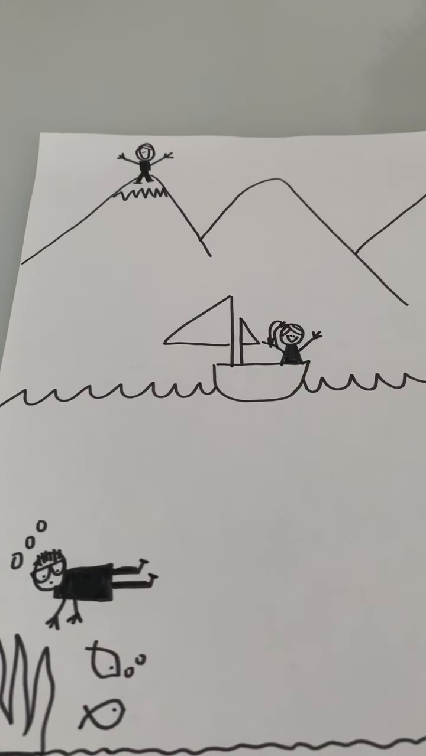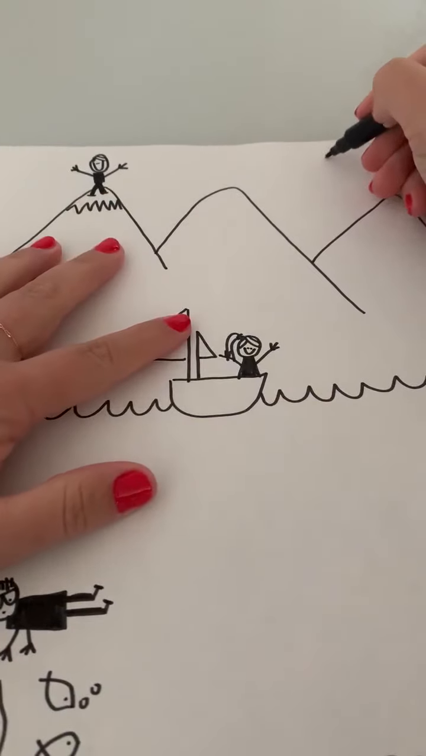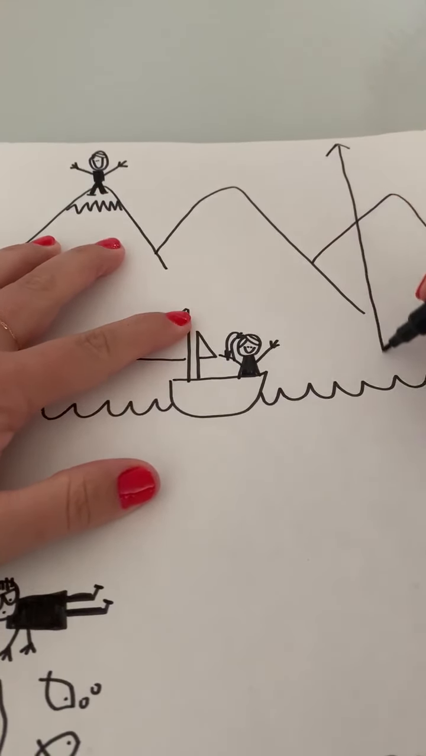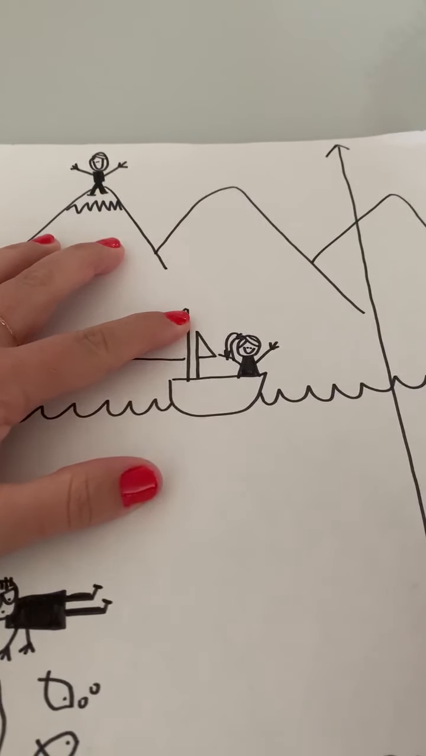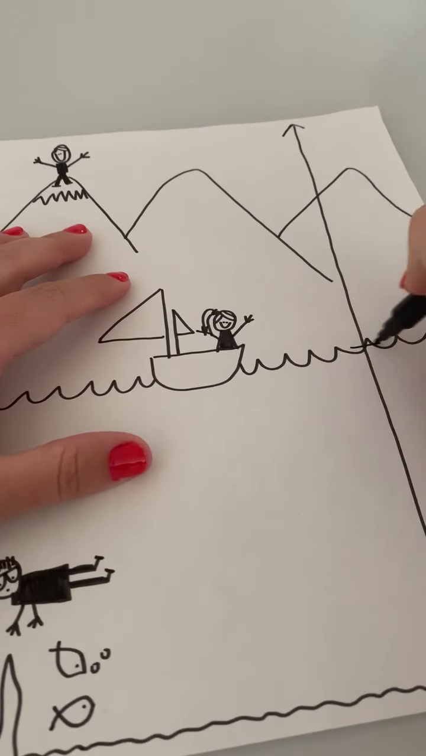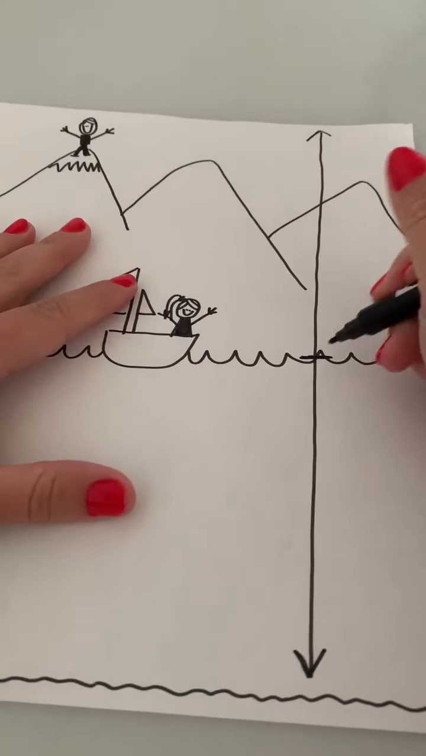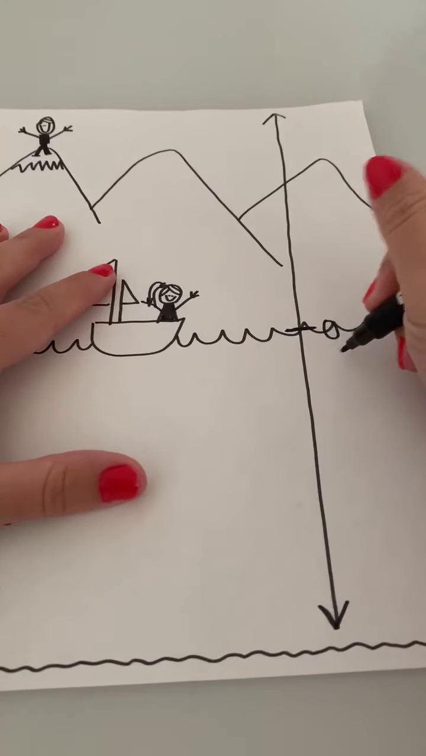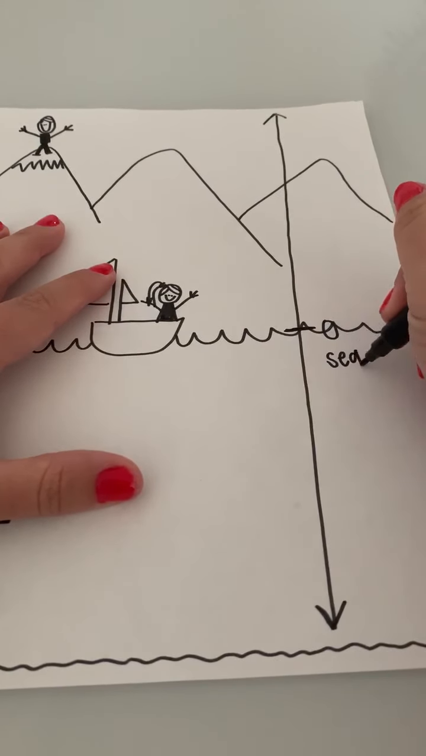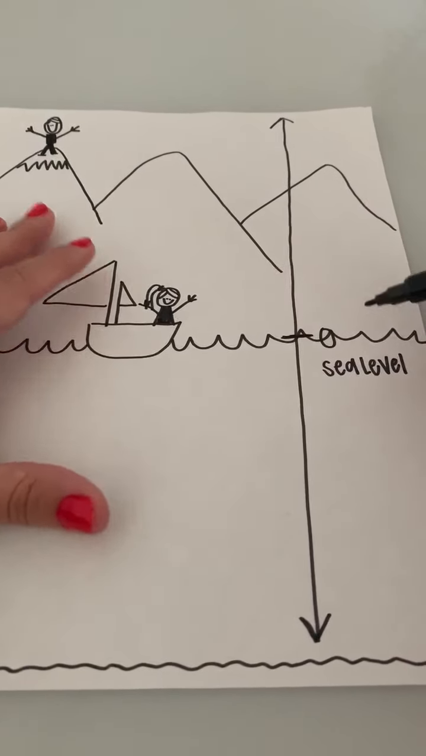So if we were to think about this as a vertical number line, I would be at sea level, which we would consider 0. So Mischief is at sea level. I could say I'm at 0, which is sea level.